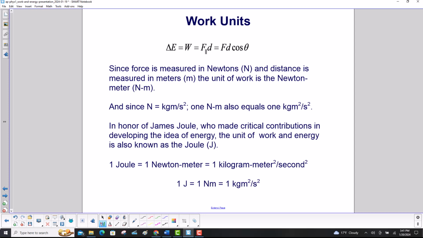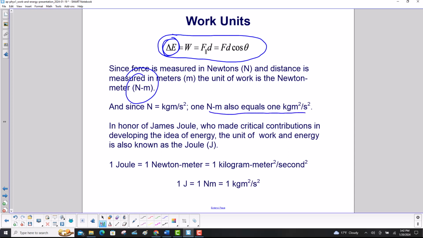The work units, we've already said it's joules, but let's see where that comes from. Here's our equation, and of course this is joules, right? Change in energy. But let's look at the force. That's measured in newtons, and distance is measured in meters. So the unit of work is the newton meter. And since a newton is a kilogram meter per second squared, 1 newton meter equals 1 kilogram meter squared per second squared.